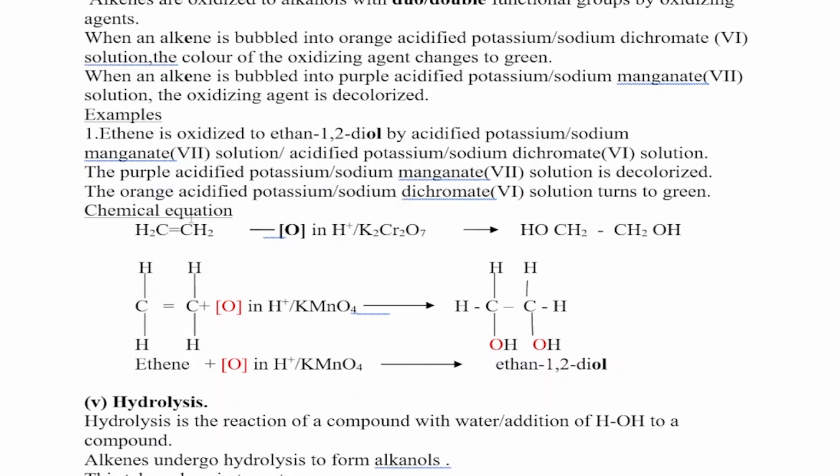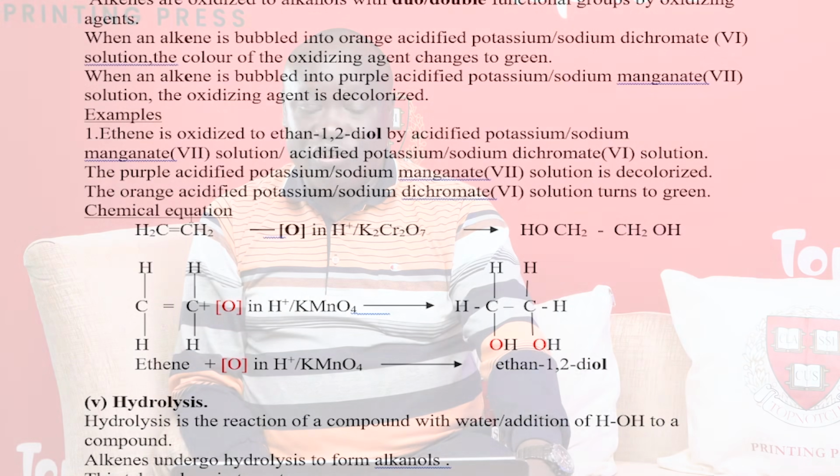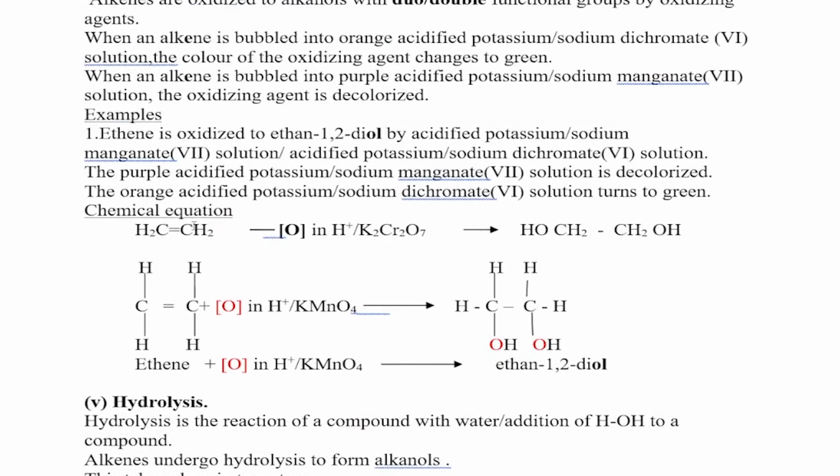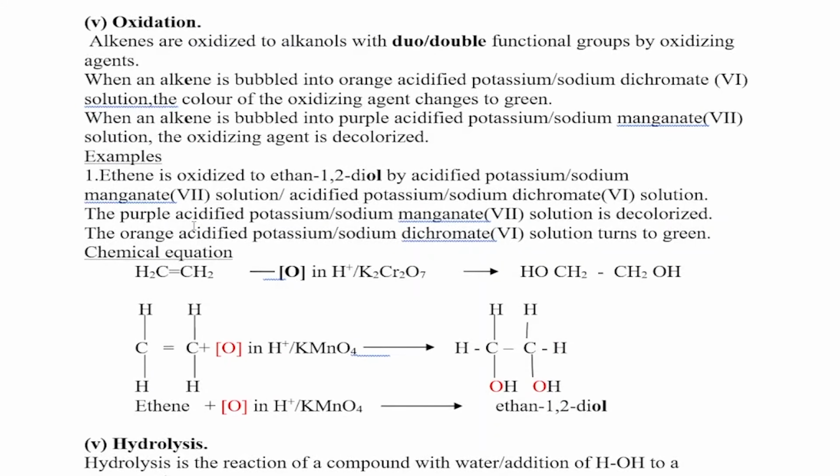And it's 1,2 because the first one is on the first carbon, the second one is on the second carbon. Ethane-1,2-diol is also called glycol, which is commonly used as a coolant in motor vehicle radiators. Don't confuse ethane-1,2-diol and glycerol. Glycerol has 3 OH groups, but ethane-1,2-diol has only 2. So when you oxidize ethene, you get ethane-1,2-diol. And the experiment is carried out using acidified permanganate or acidified dichromate(VI).